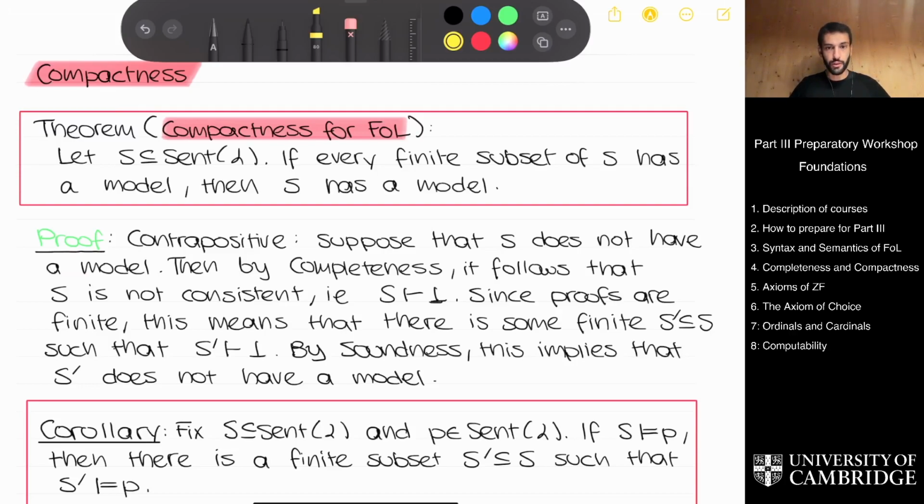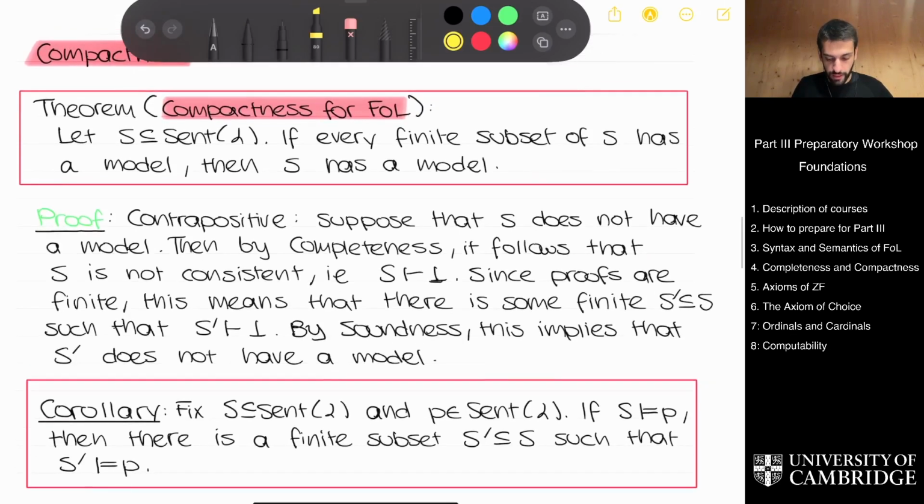Okay? If you want to view this in a contrapositive way, if S doesn't have a model, then it must be that there's some finite subset that does not have a model. Which is good because somehow we can resort to things that are, I guess, a local to global kind of theorem. Okay, so let's see a proof of this from the completeness theorem.